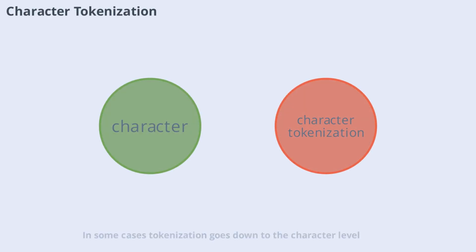In some cases, tokenization goes down to the character level. Character tokenization splits text into individual characters, which can be useful for languages without clear word boundaries or for tasks like spelling correction. While this approach creates a large number of tokens, it allows for very fine-grained analysis. Character tokenization is often used alongside other methods to capture all possible nuances in the text.